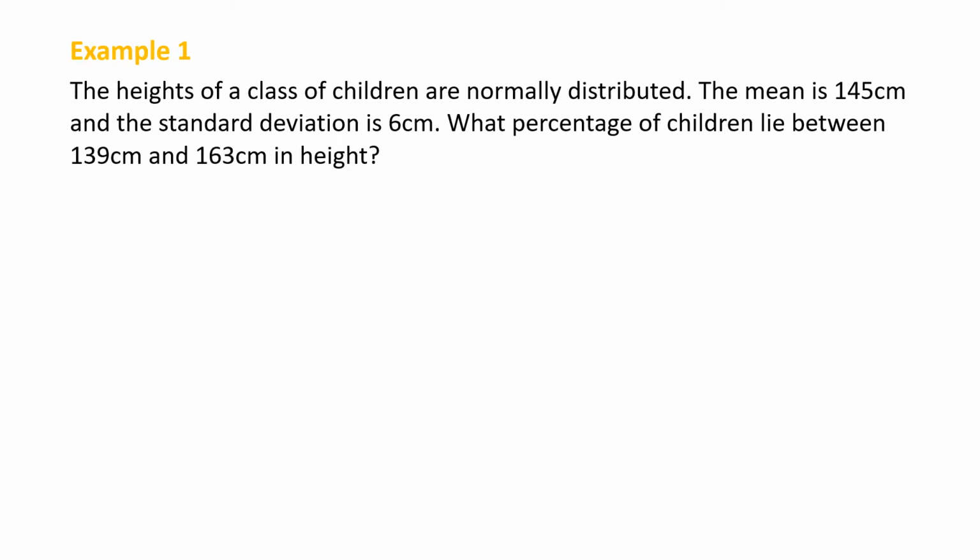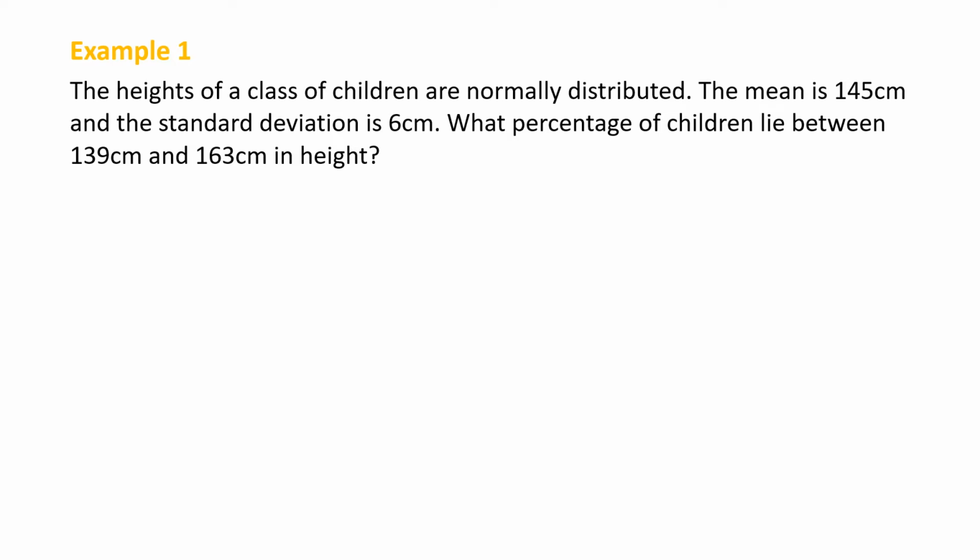So example 1, the heights of a class of children are normally distributed. The mean is 145 centimeters and the standard deviation is 6 centimeters. We want to know what percentage of children in this class lie between 139 centimeters and 163 centimeters in height.